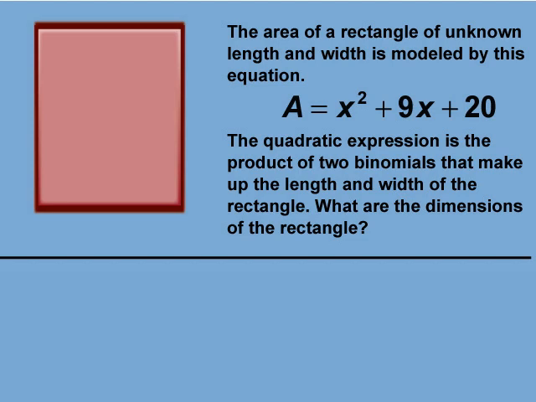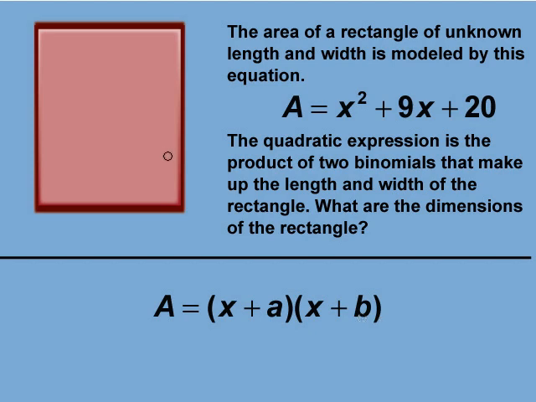The area of a rectangle of unknown length and width is modeled by this equation. A equals x squared plus 9x plus 20. The quadratic expression is the product of two binomials that make up the length and width of the rectangle. What are the dimensions of the rectangle? We want to rewrite the area formula as the product of two binomials, as shown here.